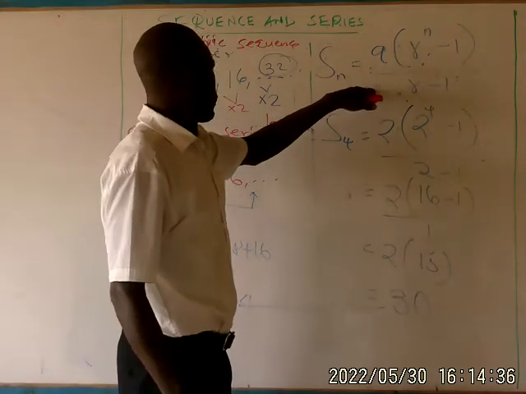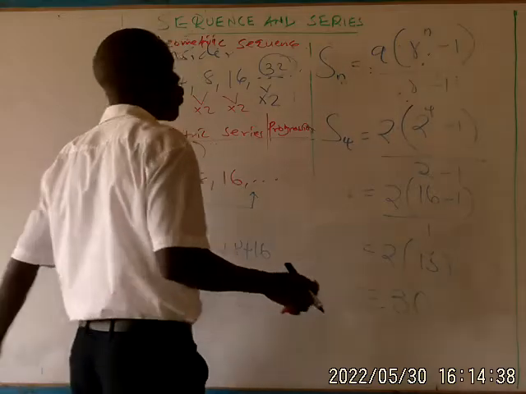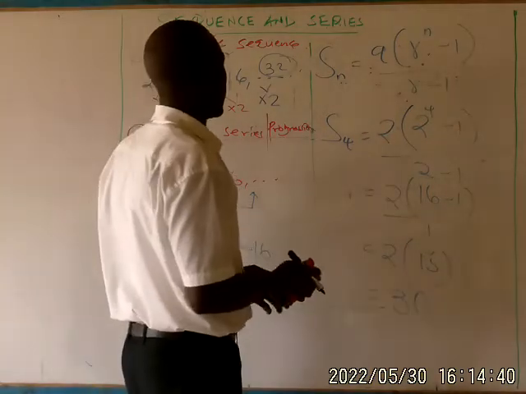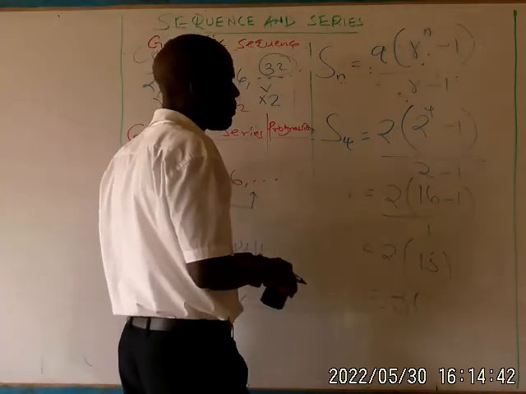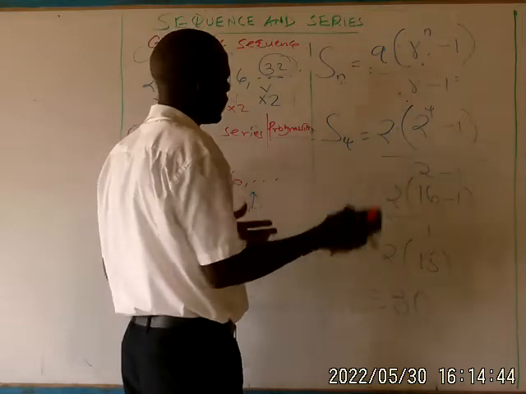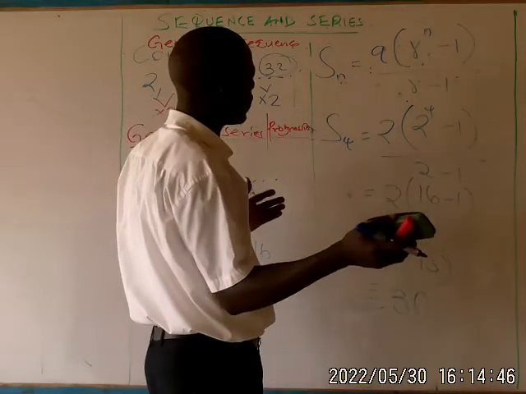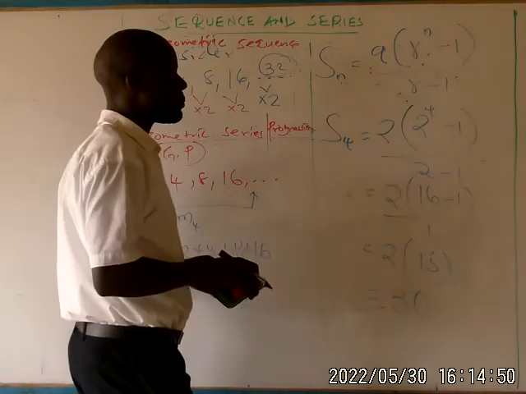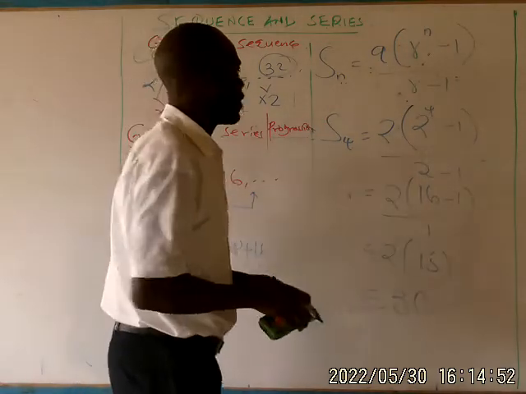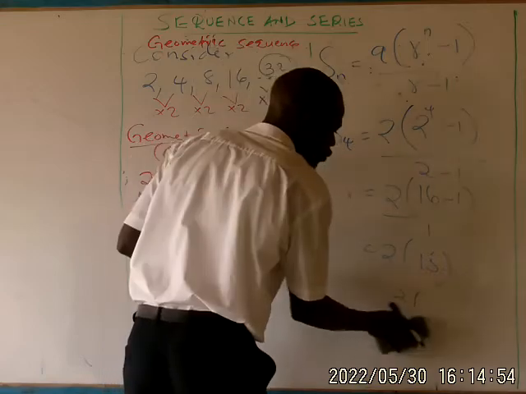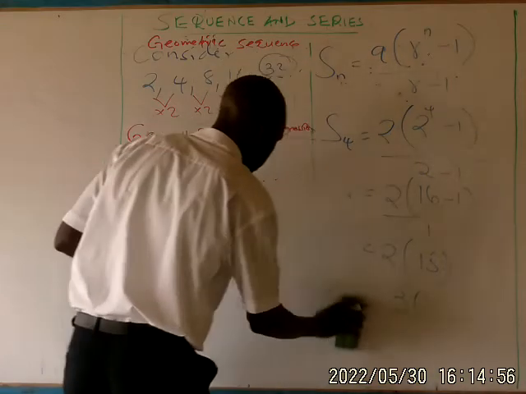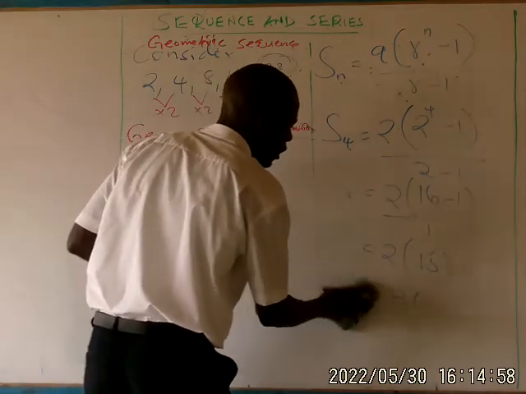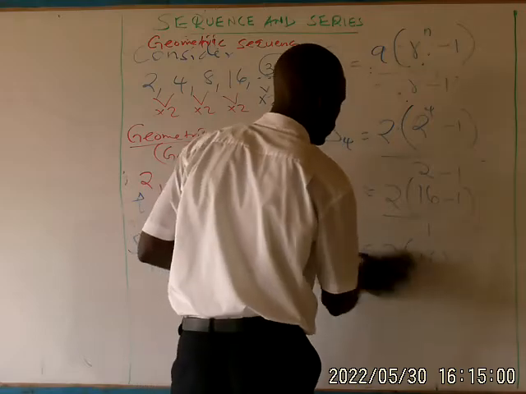Why am I insisting on this formula? Because you can find the sum of the first 21 terms or the sum of the first 30 terms. It becomes easier when you are doing the sum of a large pattern, a long pattern, which you can easily find using that one.